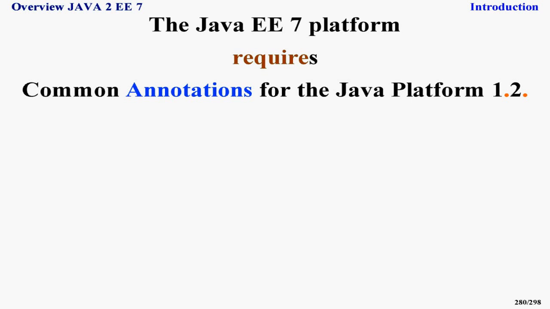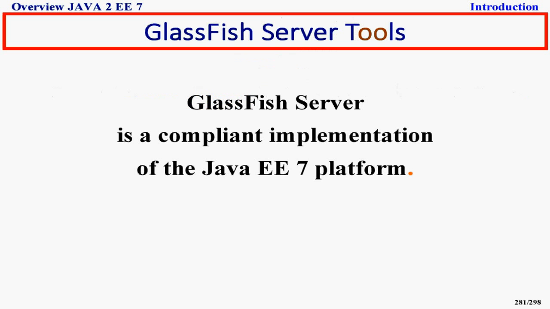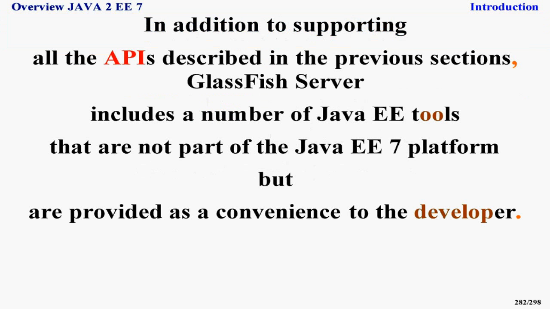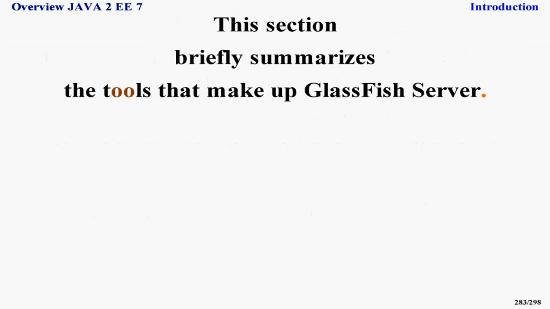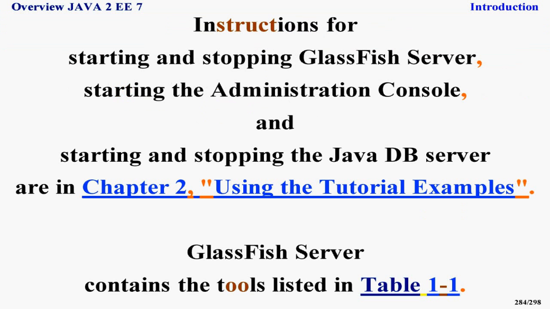GlassFish Server Tools. GlassFish Server is a compliant implementation of the Java EE 7 platform. In addition to supporting all the APIs described in the previous sections, GlassFish Server includes a number of Java EE tools that are not part of the Java EE 7 platform but are provided as a convenience to the developer. This section briefly summarizes the tools that make up GlassFish Server. Instructions for starting and stopping GlassFish Server, starting the Administration Console, and starting and stopping the Java DB server are in Chapter 2, Using the Tutorial Examples.